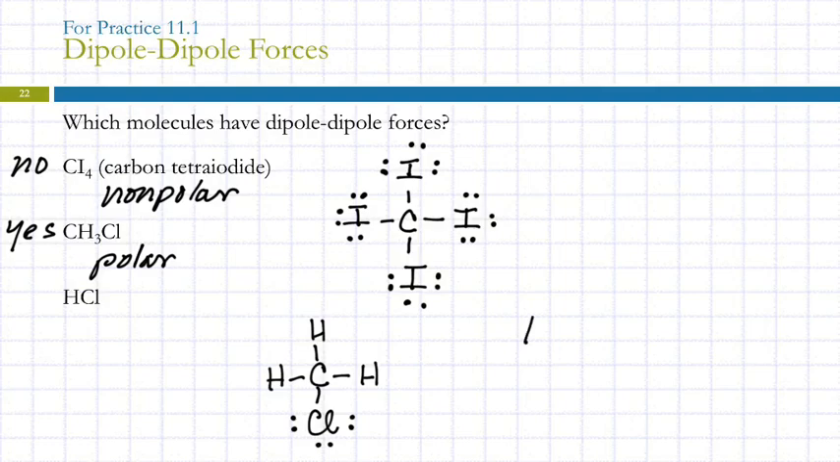What about HCl? So there we have a diatomic molecule. It's only two atoms. There's only one bond. If that bond is polar, the molecule is polar. Is that bond polar? Yeah, because those are different. So if it was H2 or Cl2, it would be nonpolar. But we've got two different atoms there. This is polar. And therefore, yes or no? Yes. Any questions?